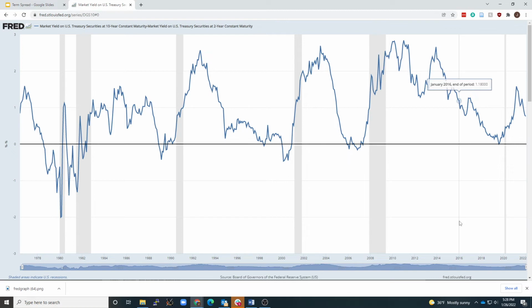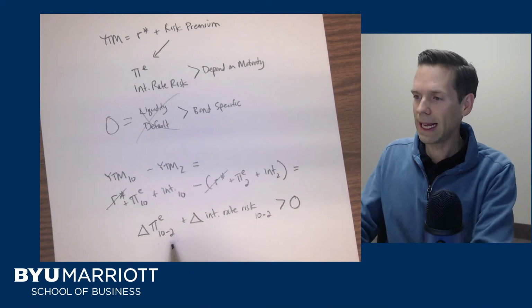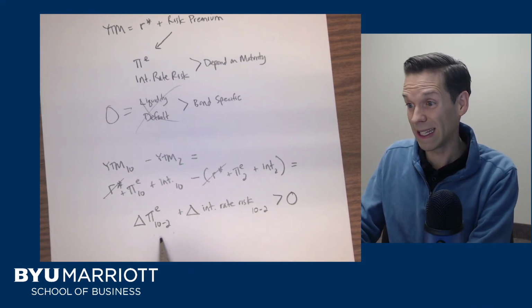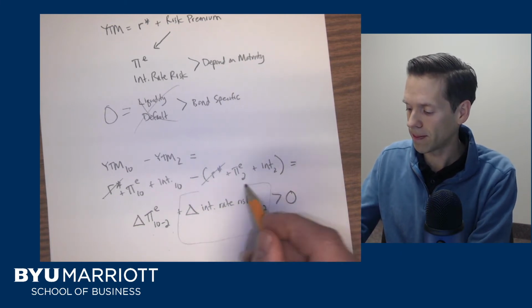The pattern that emerges seems to be that negative term spreads or inverted yield curves tell us something about the economy about to turn negative. Now, why would that be? Well, let's try and figure it out. A negative term spread means that the sum of these two things is negative. Let's just focus here on interest rate risk for a moment.